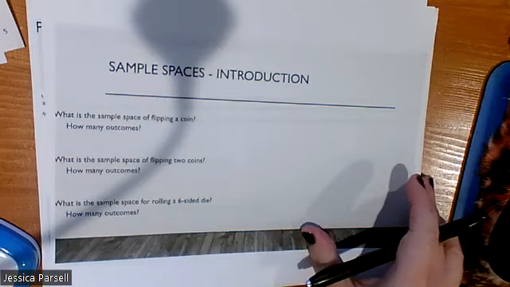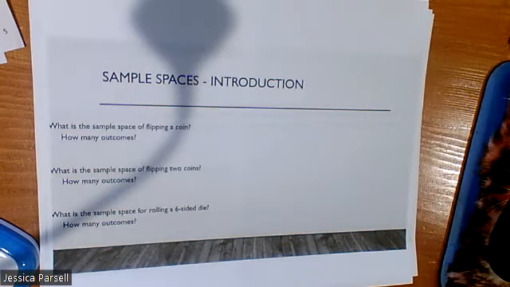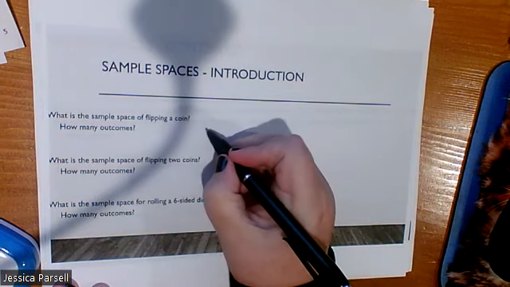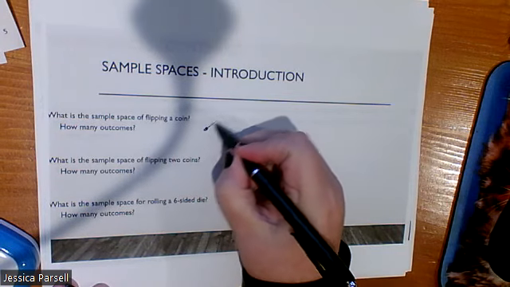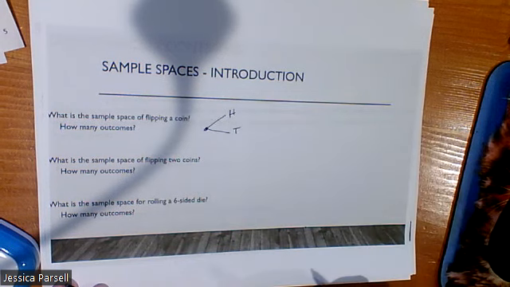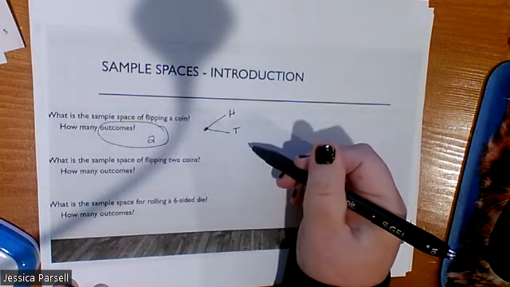Okay, we're going to start off with, let's write out the sample space of flipping a coin. How many outcomes? So if you took a coin out right now, how many outcomes would you have? So let's pretend here you are, you flip that coin. It's either going to land on, as we know, heads or tails. So there's 2 outcomes, heads or tails.